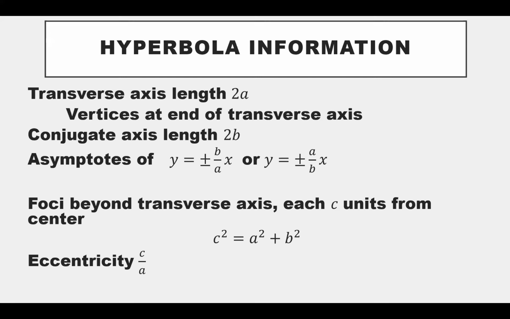Now, here's where we have to be very careful, because with the ellipse, C squared was A squared minus B squared, but with a hyperbola, C squared is equal to A squared plus B squared. So the two foci for the hyperbola are C units away from the center, where C squared is equal to A squared plus B squared. Again, A squared plus B squared for a hyperbola. The eccentricity of the hyperbola is going to be C over A, just like it was with the ellipse.